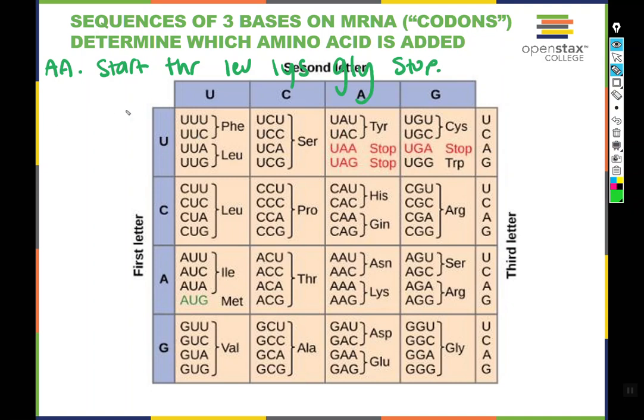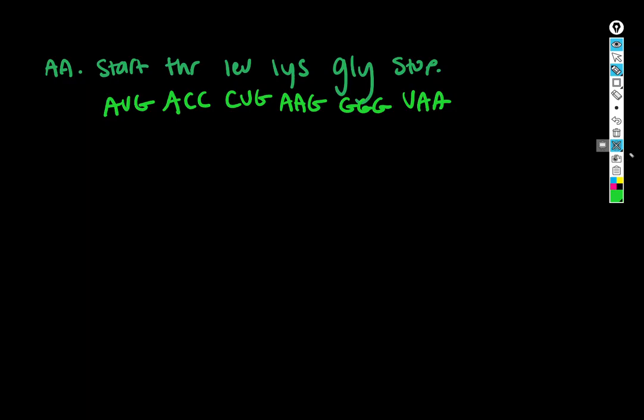So let's do. So start is AUG. Threonine, let's do ACC. Leucine, CUG. Lysine, let's do AAG. Ag. Haha. I crack myself up. Glycine, GGG. I'm just trying to pick ones with lots of things in a row for ease. And then I can pick any one of my stop codons. So I'm going to pick UAA, I guess. So, this is therefore our mRNA.